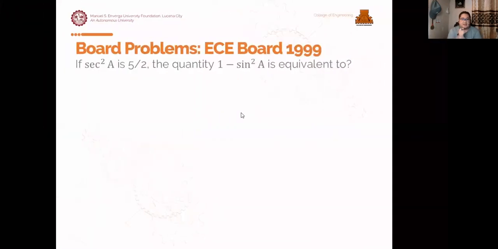Okay? So, ayan, board problem number 1. Used in ECE board 1999. Okay. Question is, if secant squared A is equals to 5 halves, the quantity 1 minus sine squared A is equivalent to what value? Okay, so yun yung first question sa atin.